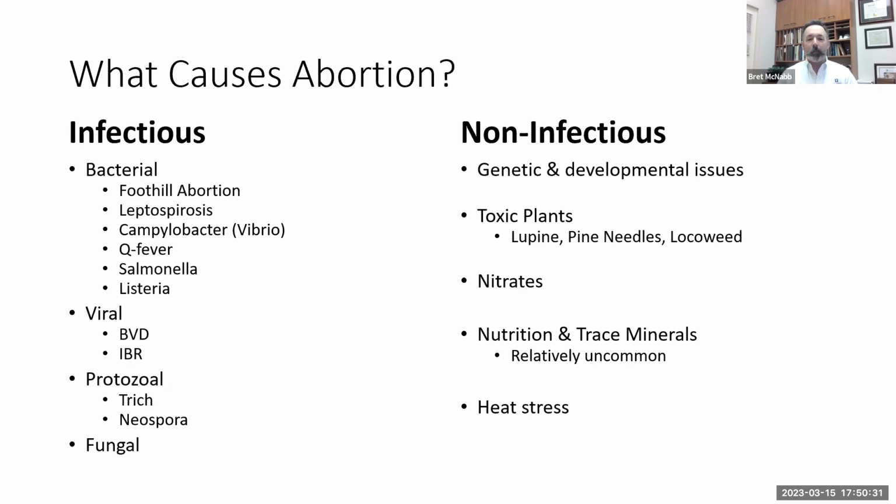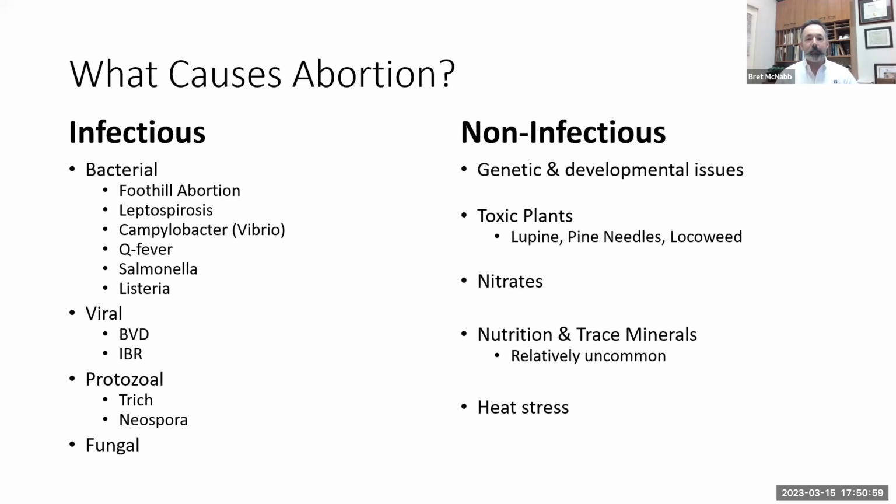Some of the more common bacterial causes that we see would be foothill abortion, leptospirosis, and Vibrio or Campylobacter in cattle. We see many other species of bacteria that can cause sporadic abortions, but on a much smaller scale. Things like Q fever or Salmonella or Listeria are things that we'll see come up on diagnostic reports on occasion, but they're not the leading causes that we see.